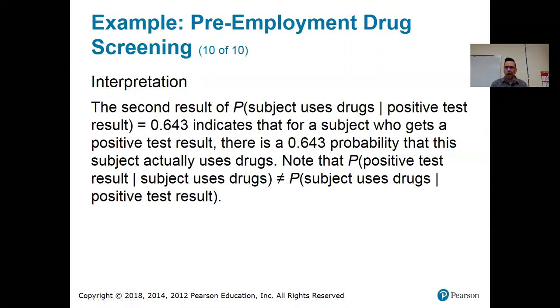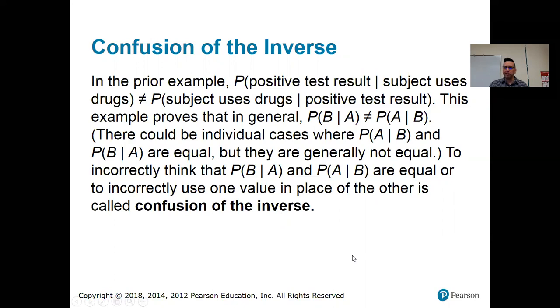This is going to be part 1 of section 4.3. Your book calls this confusion of the inverse. I've never run into that term anywhere else. So in this example, we saw that the probability of getting a positive result given that the person uses drugs is not equal to the probability that they use drugs given that they had a positive result. That's an example of probability B given A generally not being the same thing as probability A given B. They could be equal, but usually they're not. They call that confusion of the inverse.